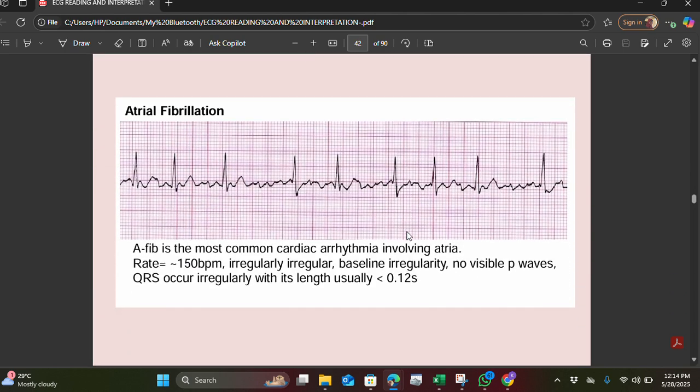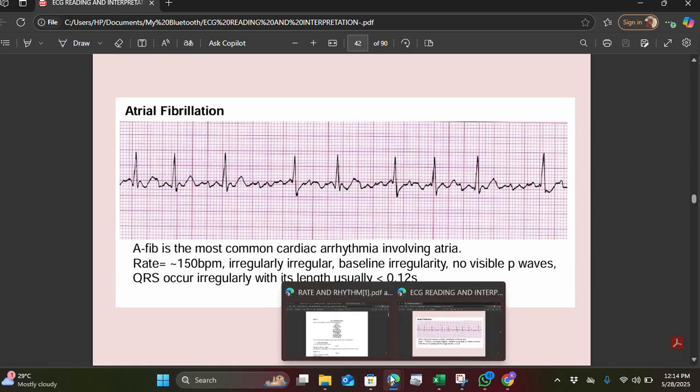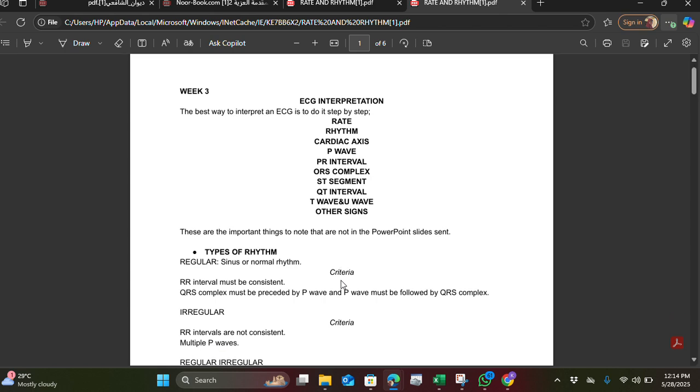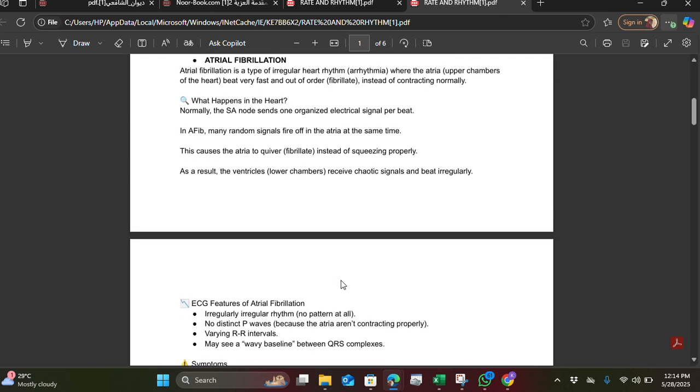Now let's move to atrial fibrillation. Let's go back to this ECG document here. Atrial fibrillation is a type of irregular rhythm. Irregular should tell you that the RR interval is not consistent. It is a type of irregular heart rhythm, usually known as arrhythmia, and there are various types of arrhythmias. Atrial fibrillation is just one of the things that can happen to your patient with an irregular heart rhythm. A person can have supraventricular tachycardia, PVCs, different things.